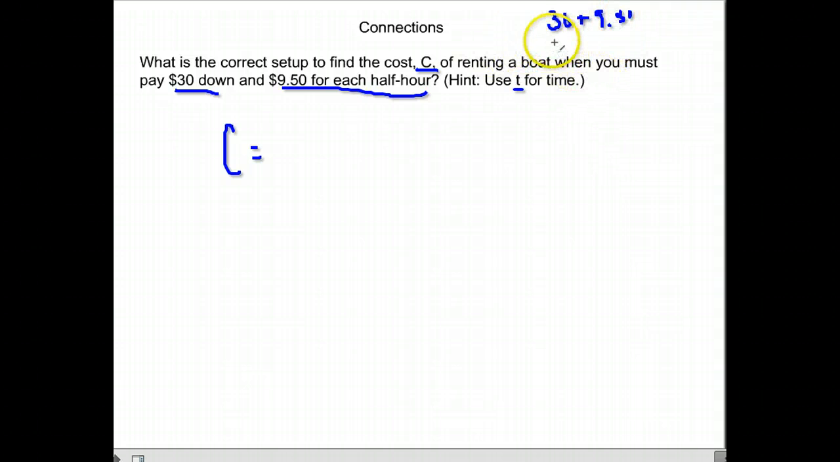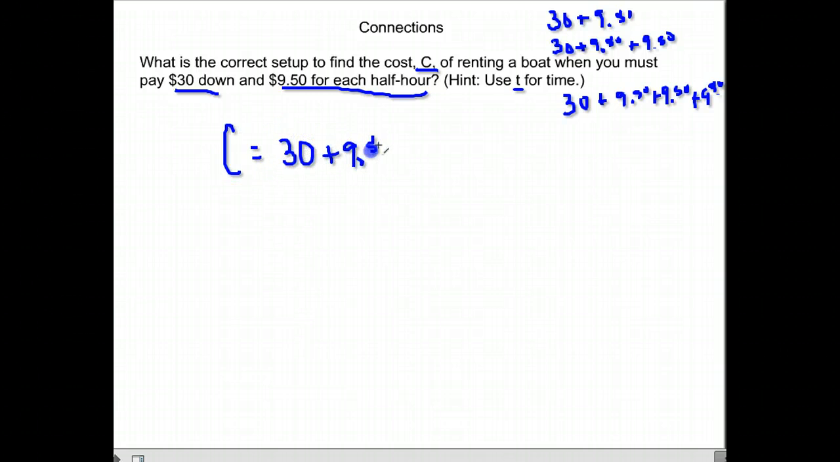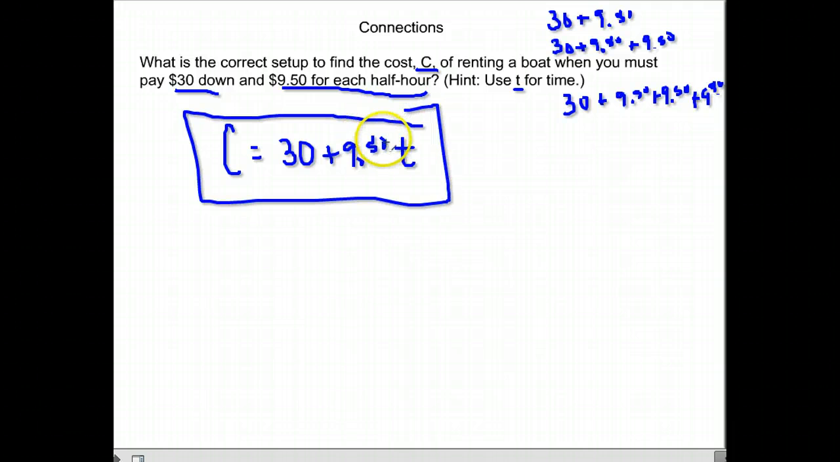What about 2 half hours? Well, that would be $30 plus $9.50 plus another $9.50. What about for 3 half hours? Well, that would be $30 plus $9.50 plus $9.50 plus $9.50, 3 times. So notice our cost is going to be $30 plus $9.50 for each half hour. It said to put time there. So this would be one way that we could write a representation for the amount of cost you're going to have for renting a boat when your down payment's $30 and you have to pay $9.50.